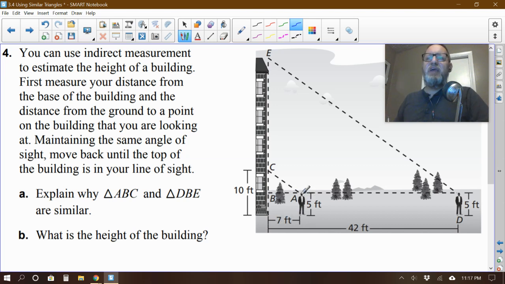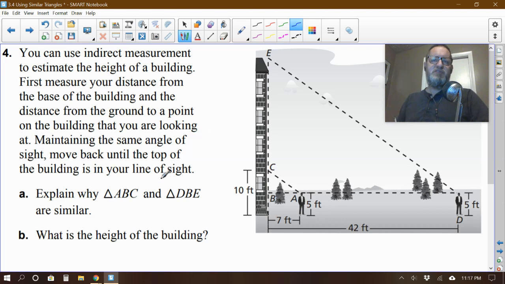Also, we're looking at it from a height of, let's see, the person's about 5 feet tall, and they said up to here was 10 feet. So it looks like this person's about 5 feet tall. Oh, right here it says 5 feet tall. Sure. Okay.